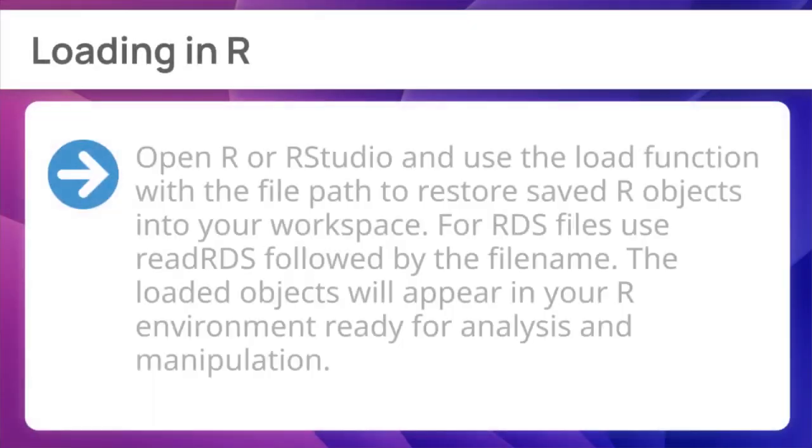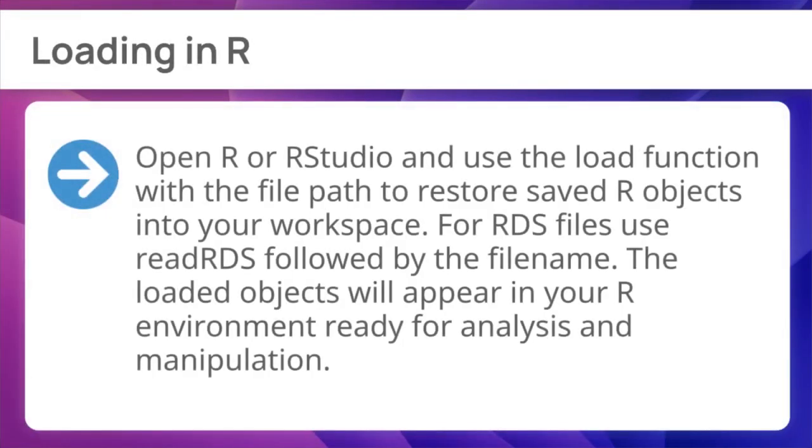First, loading in R. Open R or RStudio and use the load function with the file path to restore saved R objects into your workspace. For RDS files, use readRDS followed by the file name. The loaded objects will appear in your R environment, ready for analysis and manipulation.